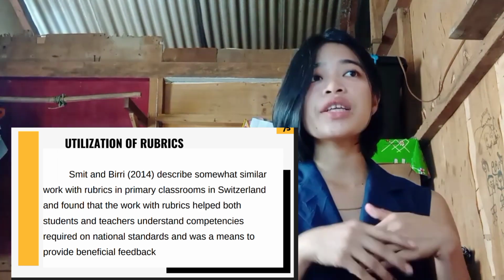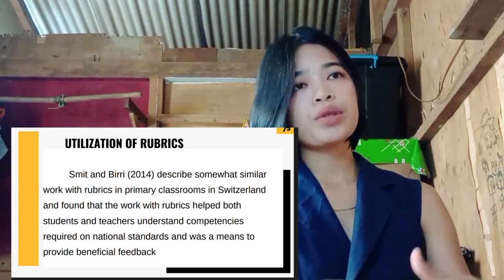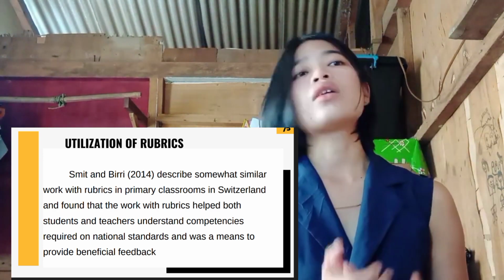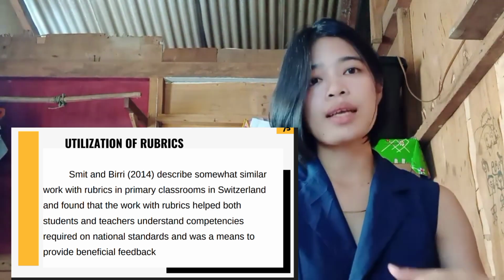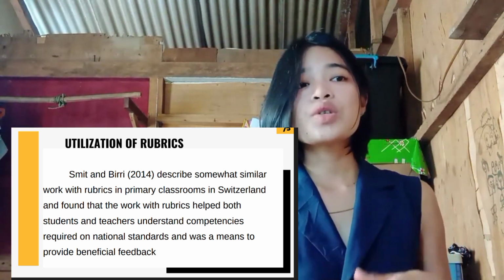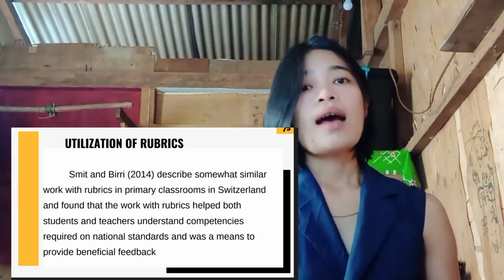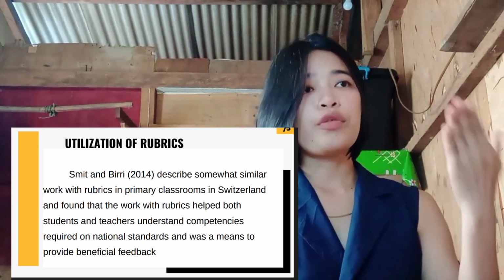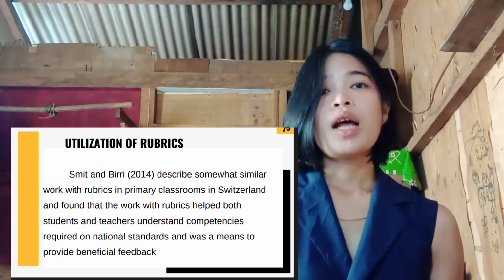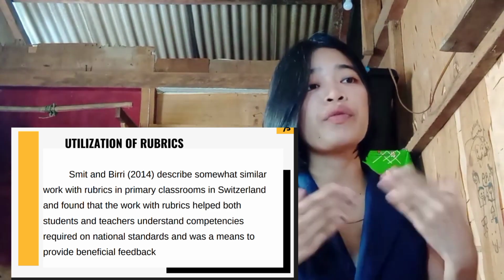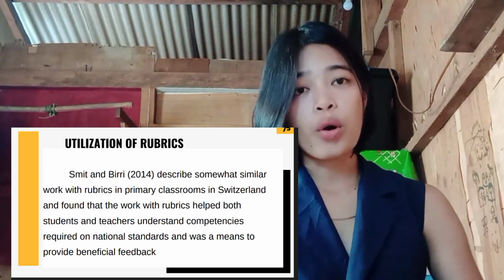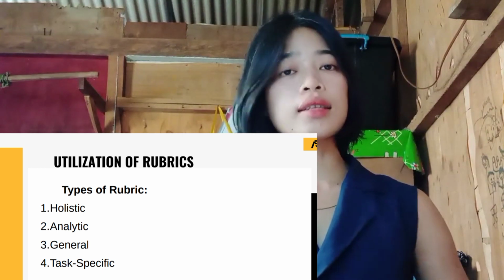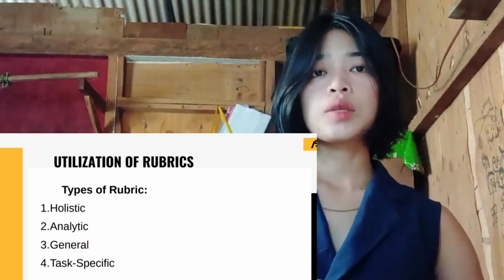Now, for the students, the criteria and performance level descriptions in rubrics help students understand what performance and criterion of performance are expected from them. With this, rubrics help students understand expectations and improve their performance while aiding teachers in efficient, fair, and objective grading. Additionally, rubrics support curriculum development and professional growth for educators. Now, there are four types of rubrics, and these are holistic, analytic, general, and task-specific rubrics.